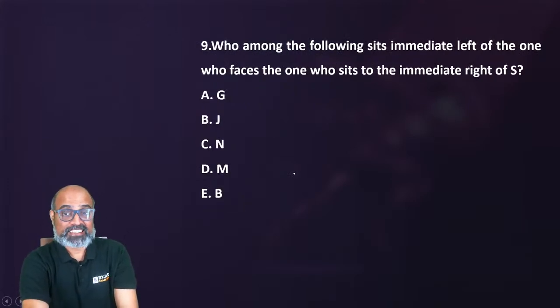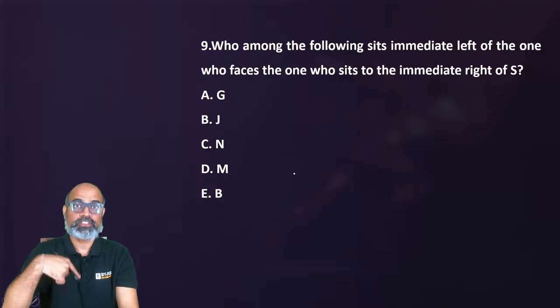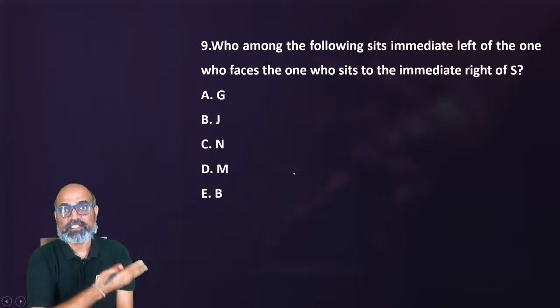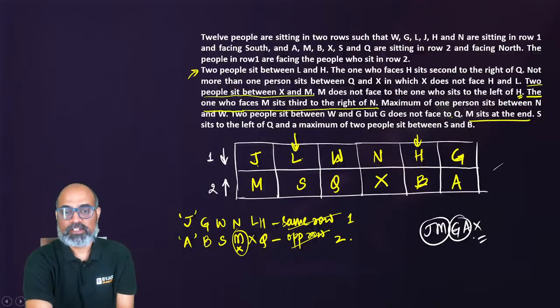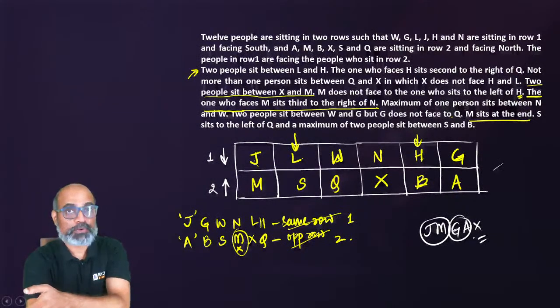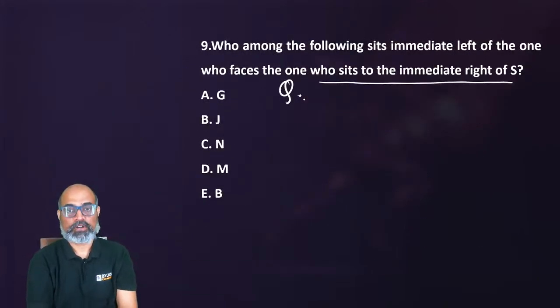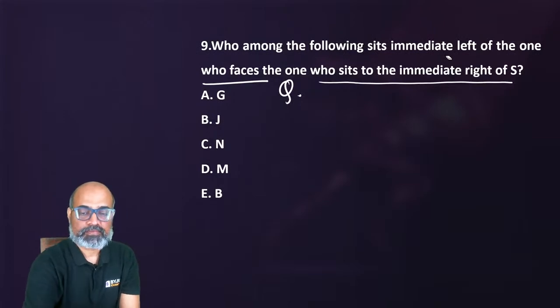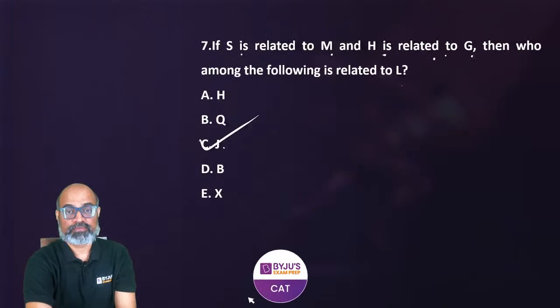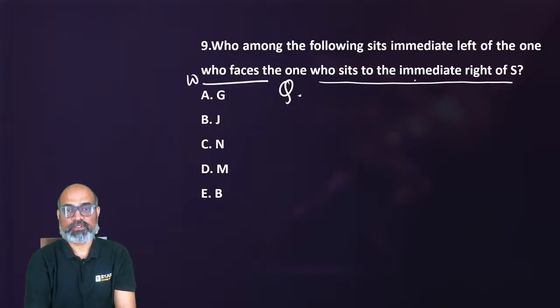Okay, who among the following sits immediate left of the one who faces the one who sits to the immediate right of S? So there are 2 statements clubbed together, 2 conditions. So let's start reading from the end. Who sits to the immediate right of S? So let's find that. So S is over here. To the immediate right of S, we have Q. Okay, continue reading backwards. Who faces Q now? So let's go and find W faces Q, right? So W faces Q.